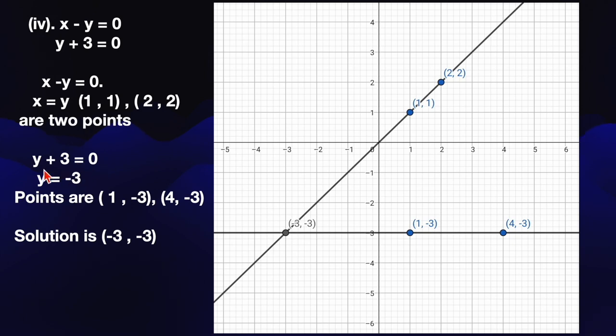Okay. Take the second equation. y is equal to minus 3. So what are the points? You can take value of x as 1. The y value will be always minus 3. Take any value of x, the y value has to be minus 3. Okay, let's plot this point. You get this 1, minus 3 and 4, minus 3 here. Draw a line. So these two lines intersect at this point. What are the coordinates of this point? The x coordinate is minus 3. The y coordinate is also minus 3. Solution is minus 3 comma minus 3.